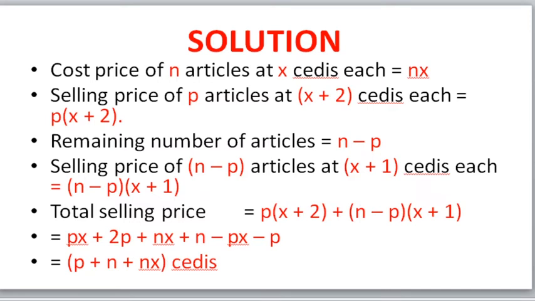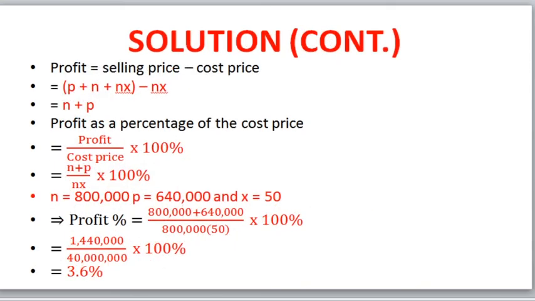We know our cost price to be ns. We know our total selling price to be p plus n plus ns cedis. So if that is the case, then we can now solve the question. Now let's continue. We have profit, which is selling price minus cost price. We know the formula for profit is selling price minus cost price. We already know our selling price from the beginning, which is p plus n plus ns. You know why we had that. And then we also know our cost price from the beginning, which is ns. We all know that.